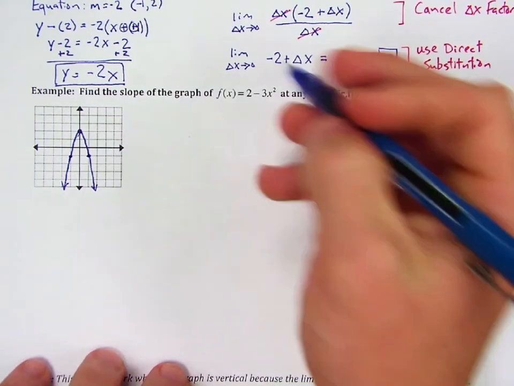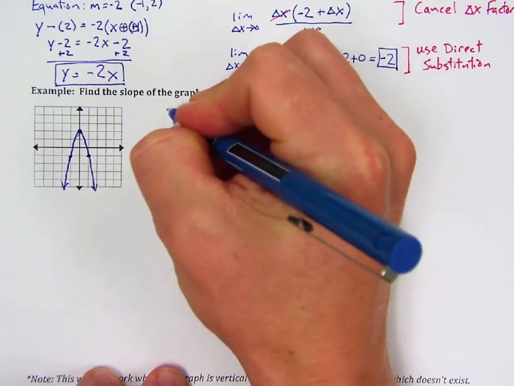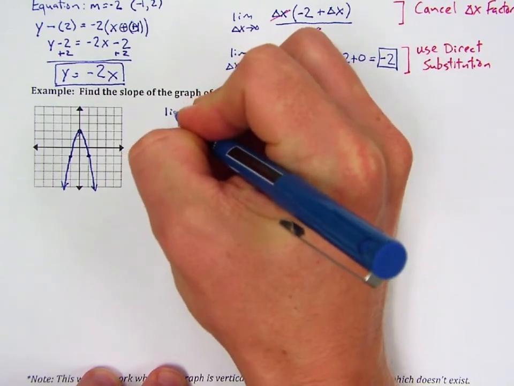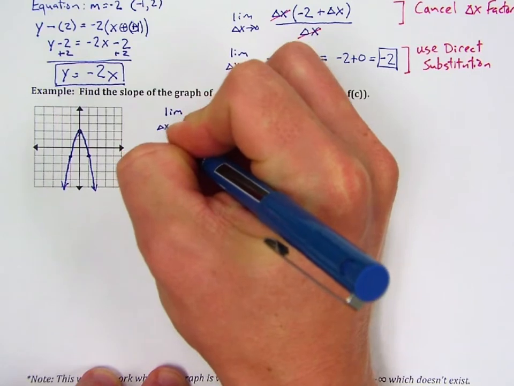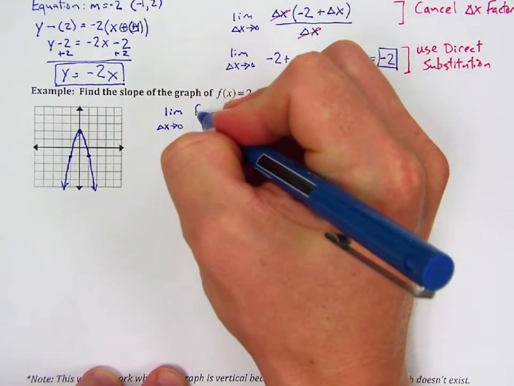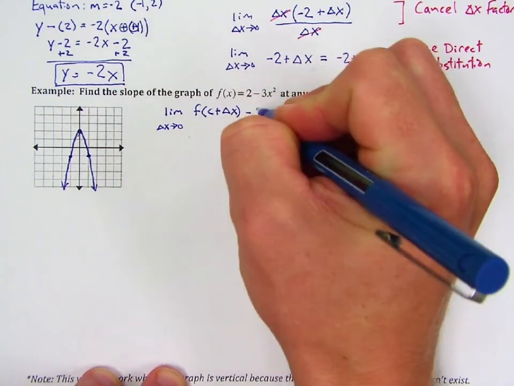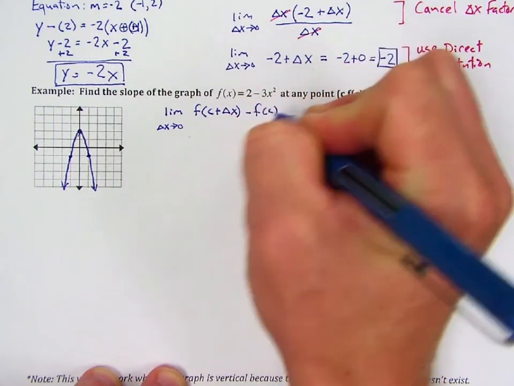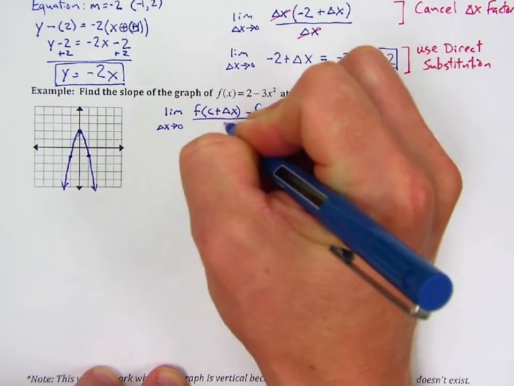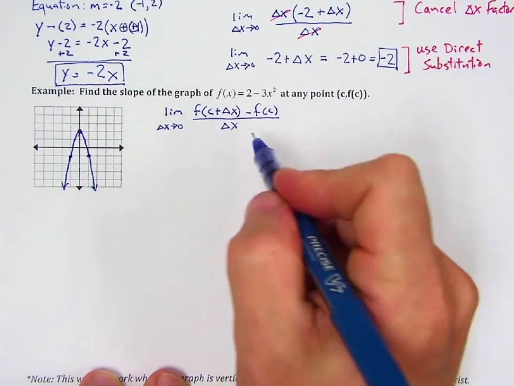So what we're going to do here is start with our limit definition of slope. So we're going to do the limit as delta x goes to 0. We're just going to rewrite our difference quotient here. All right, and that needs to be memorized.